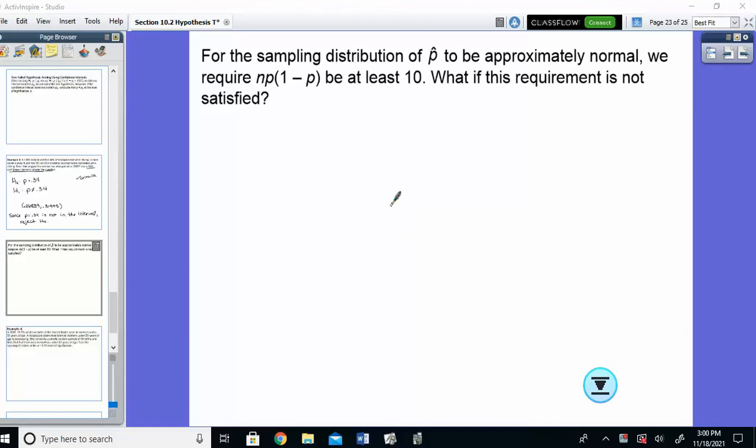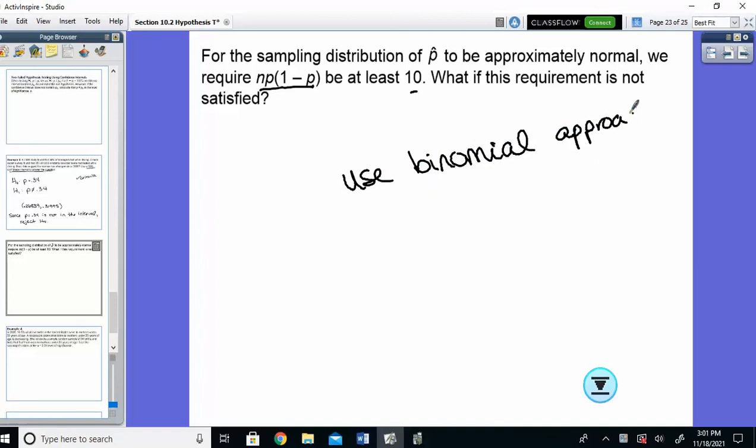Assume a normal distribution. My sample has to be less than 5% of the population, but n times p times 1 minus p has to be at least 10. If that doesn't work, if n times p times 1 minus p is smaller than 10, what we will do is use a binomial approach. It's been a hot minute since we did binomial, but I think we'll do it.